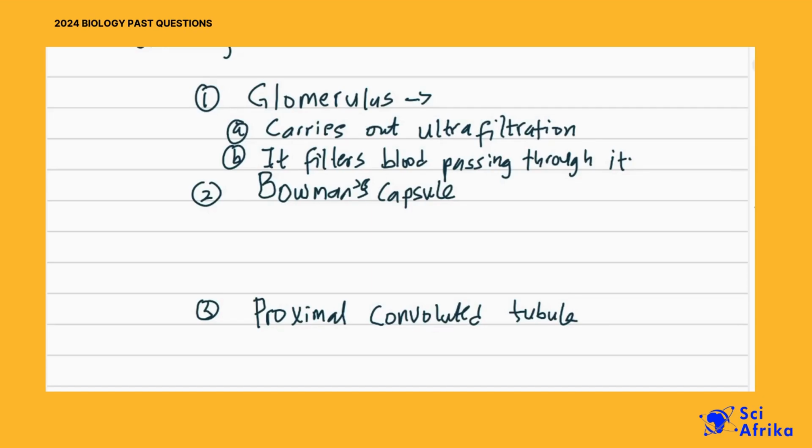So we shall write down the function of the Bowman's capsule by saying it collects filtrates. Filtrate is a substance being filtered out of the glomerulus. Collects filtrates from the glomerulus. So this is what we'll have for Bowman's capsule.